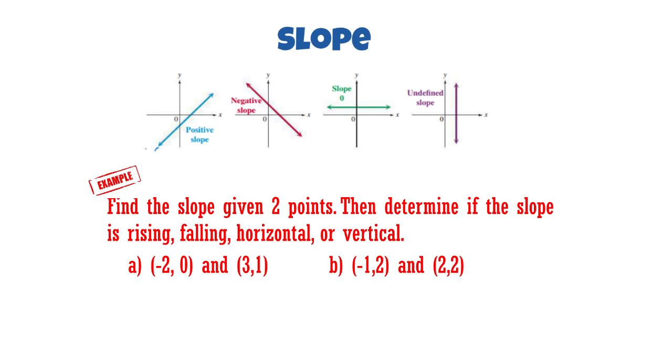Let's work with it with some ordered pairs. It says find the slope given 2 points, then determine if the slope is rising, like would have positive slope, would be increasing. Whether it's falling, okay, that's negative slope, or decreasing, if it's horizontal or if it's vertical. All right, now I didn't really put a spot for you to write your slope formula.